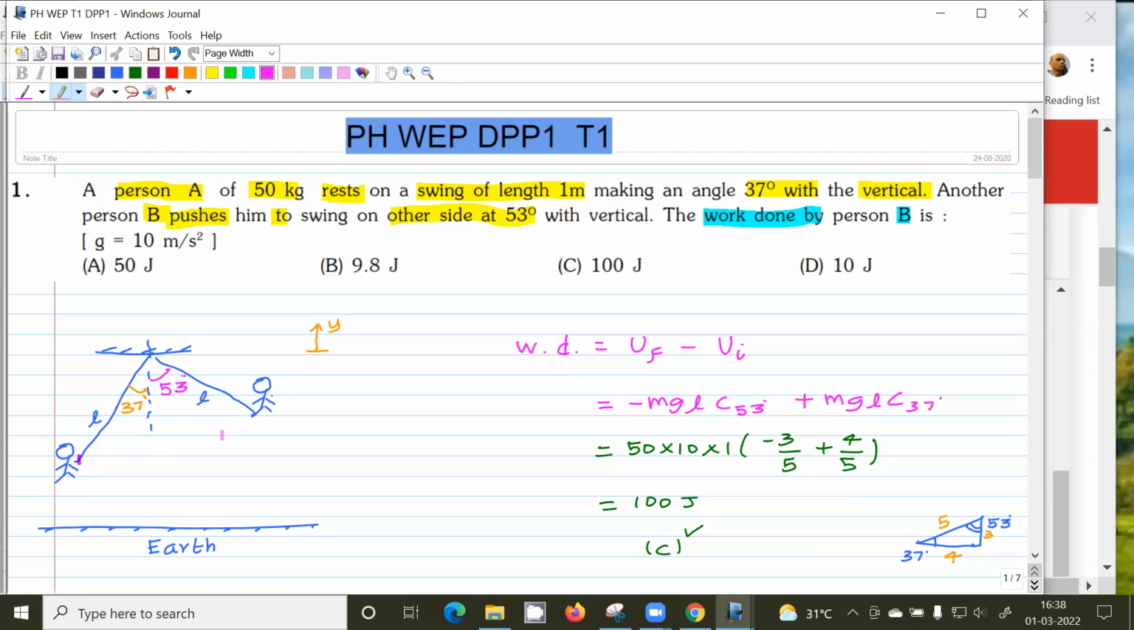Comparing the energy here and the energy here, there will be energy gained, right? Because more height is gained. So the energy gained is the gain in the potential energy, and that is the work done by this person who is pushing it, right? So you just have to get this height difference. Simple geometry problem. Or you can get this height with respect to a reference; you can choose this as a reference point.